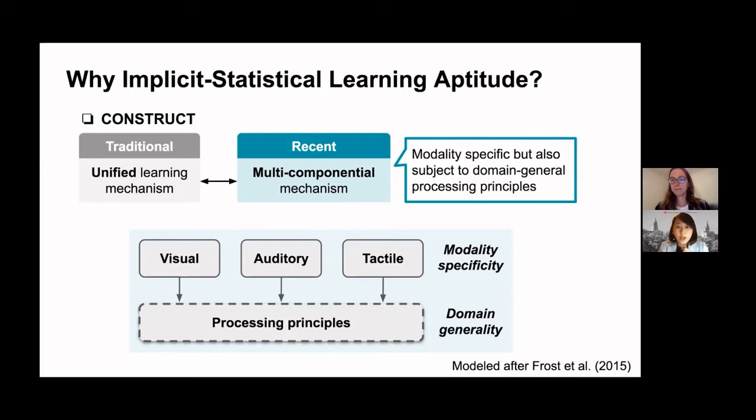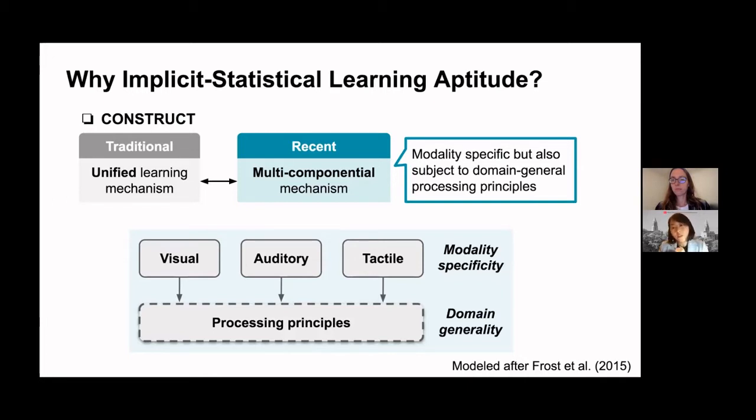But recently, there has been evidence showing that implicit statistical learning aptitude is multidimensional. In other words, it is modality specific, in the sense that when we encode information through different modalities, it is modality constrained in that we rely on different parts of our body, and it also invokes different parts of our brain. So it is modality specific in that sense.